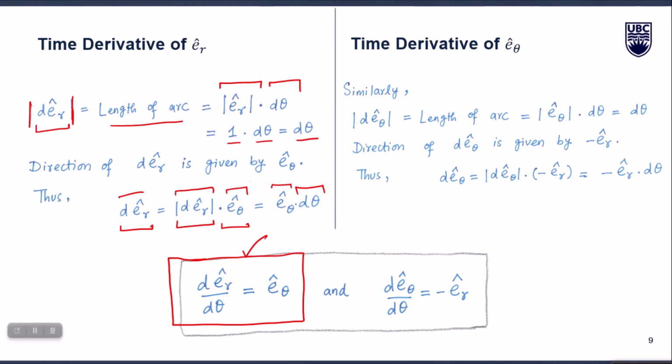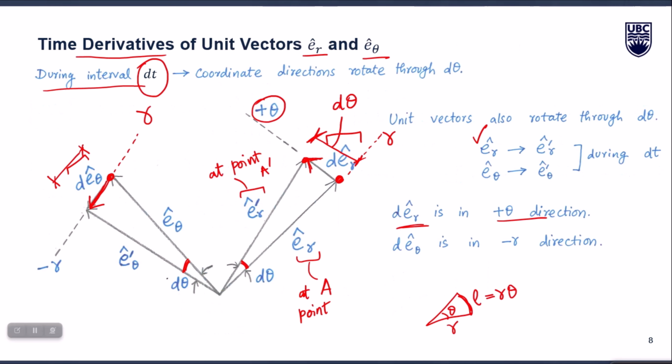Same exercise I can repeat for E theta also. So this is the vector describing the change in the unit vector E theta, right? So let's see what is its magnitude and what is its direction. The direction we have already seen, it is denoted by the minus r direction. So it should be actually multiplied by the minus E sub r unit vector. But let's see what is the magnitude.